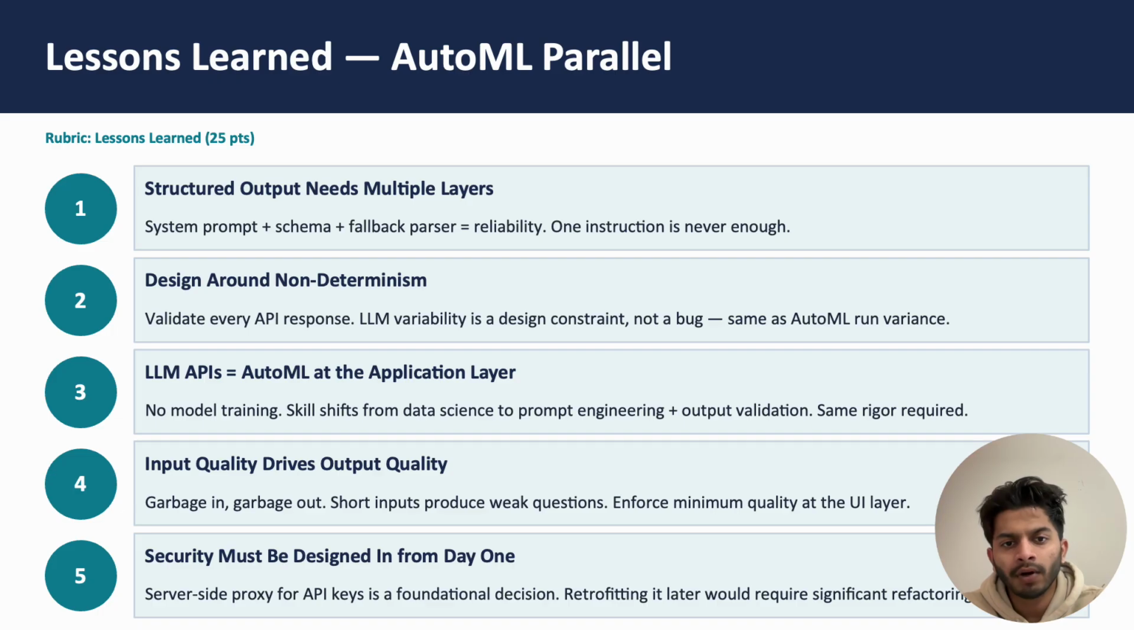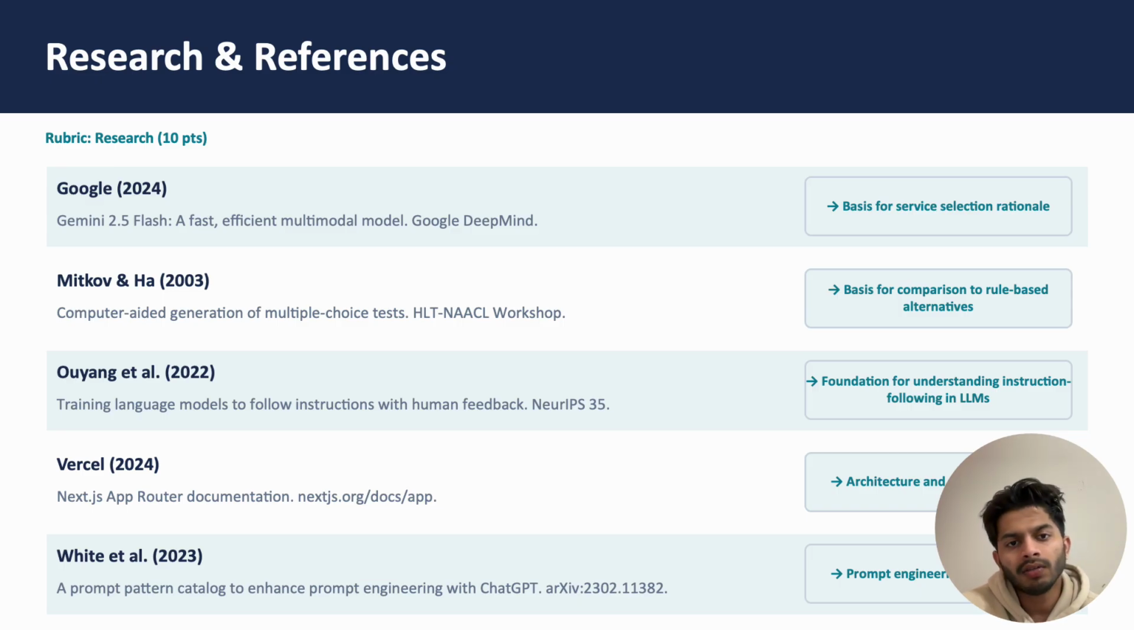Lesson 4: input quality drives output quality. Garbage in, garbage out, exactly as in classical ML. Lesson 5: security architecture must be established from day one. It cannot be retrofitted cleanly. These lessons generalize to any LLM powered application that you'll ever build. I grounded this project in 5 scholarly sources.